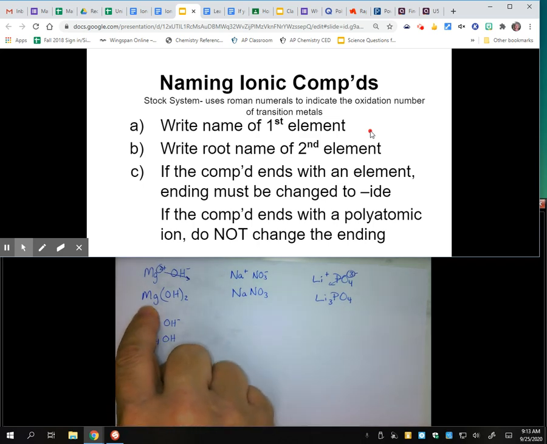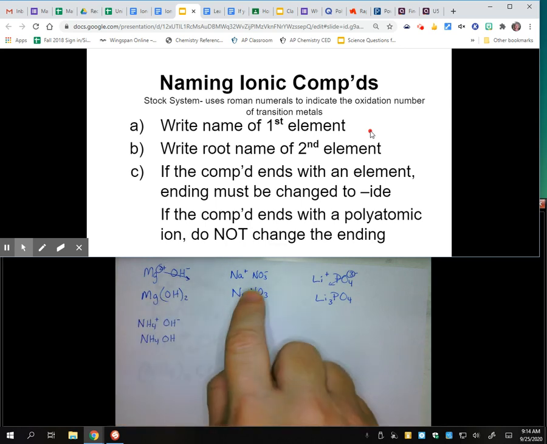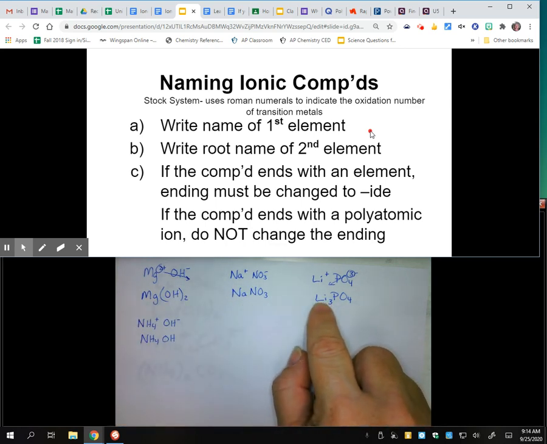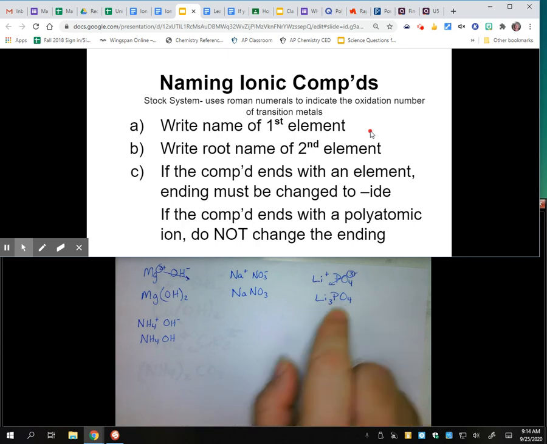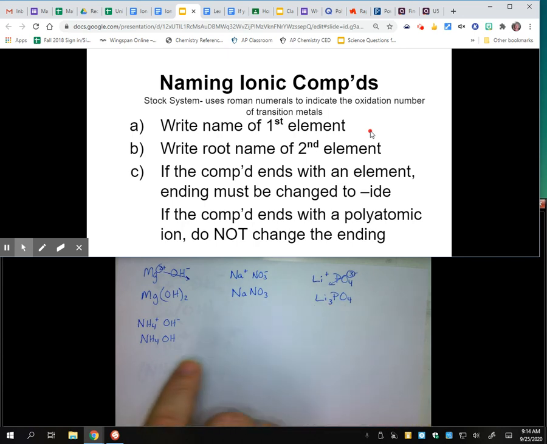So this would be magnesium hydroxide. This would be sodium nitrate. This would be lithium phosphate. Again, no changing of the ending whatsoever. You're just naming the two pieces. Ammonium hydroxide.